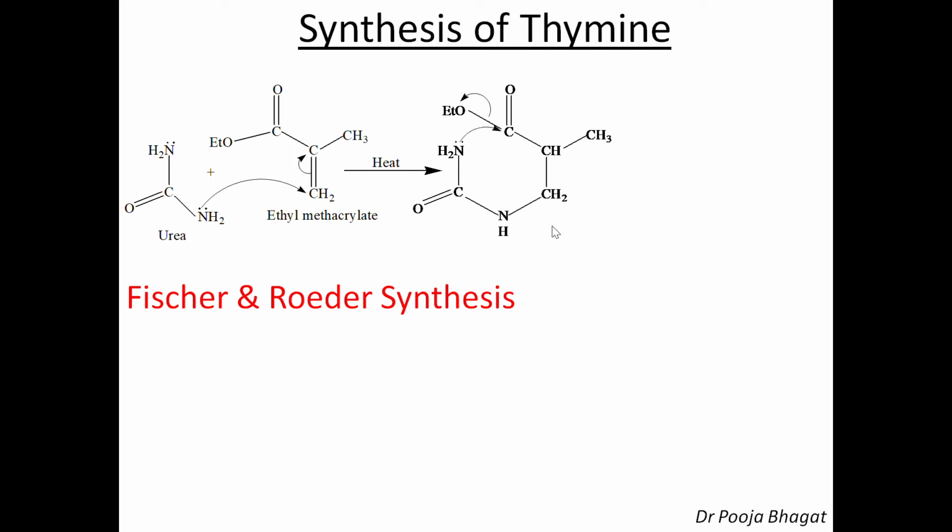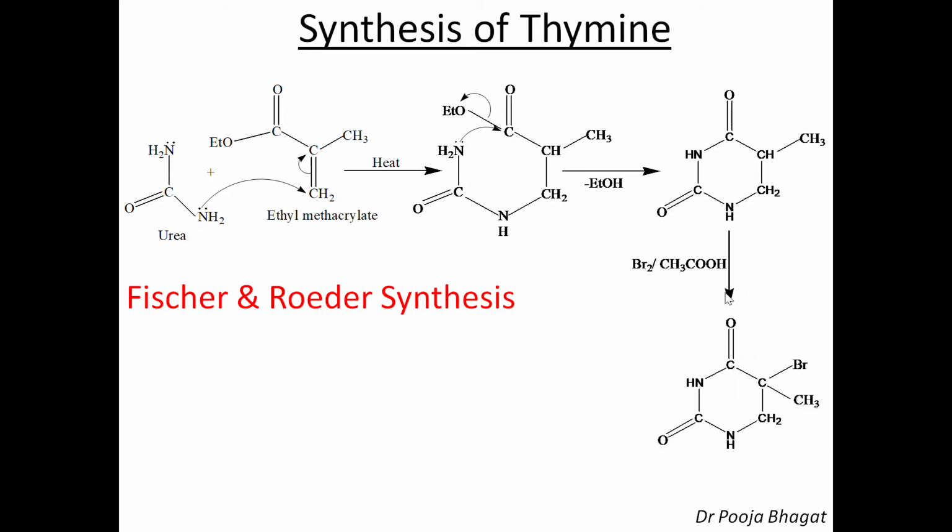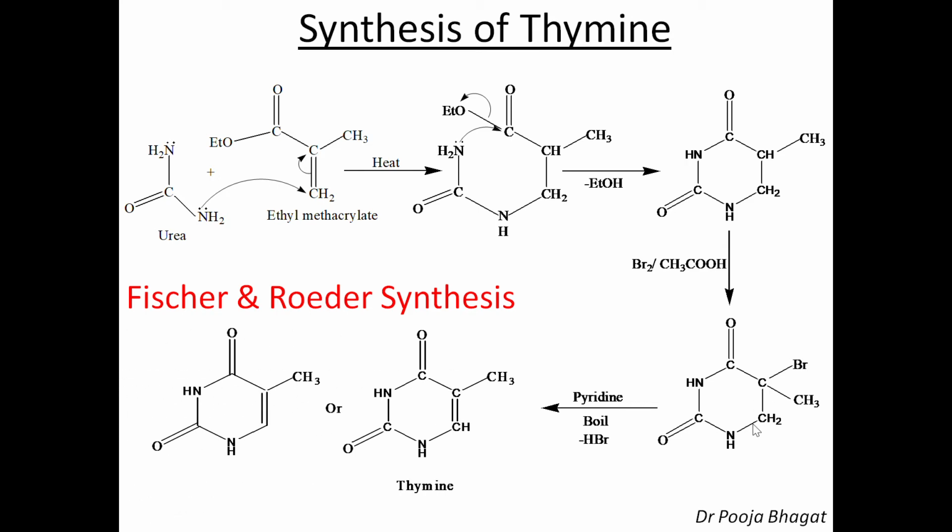And what is the next step? Lone pair of electrons move here. Ethoxide ion is removed from here. So what will you get? This compound. Okay. And then you have to do bromination. So bromine in acetic acid. So this H is replaced by Br. And the last step is heating with pyridine. So it is a loss of H from here, Br from here, HBr, and a bond between these two carbons. And this is nothing but thymine.